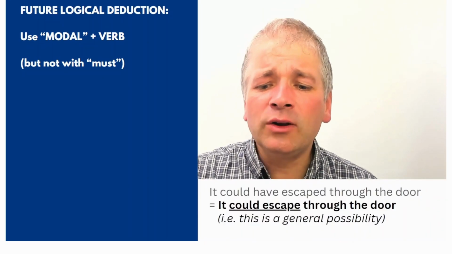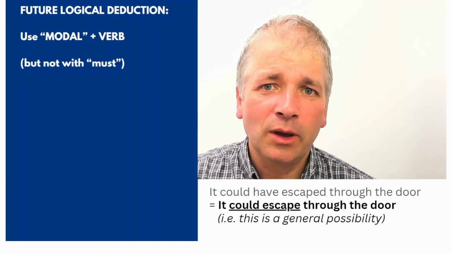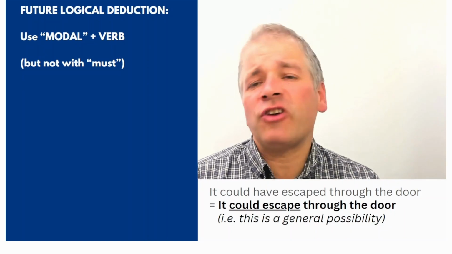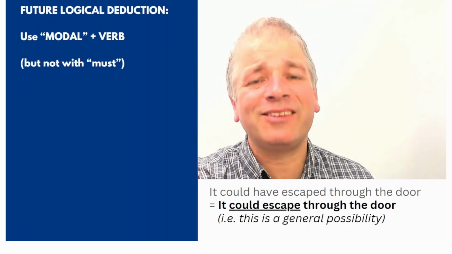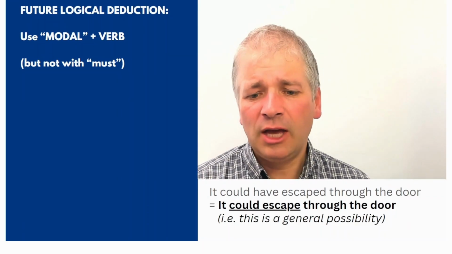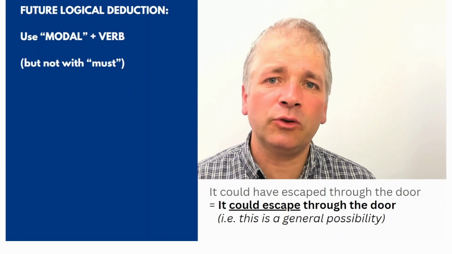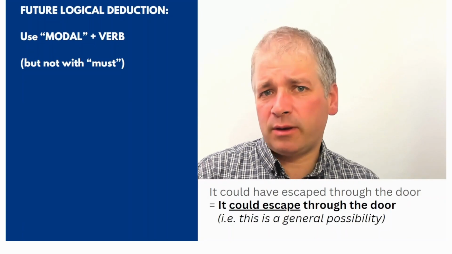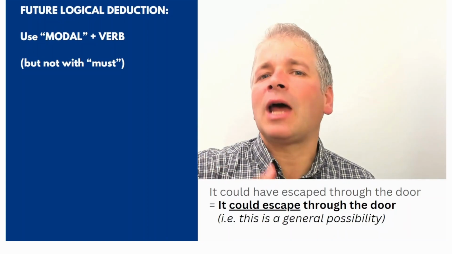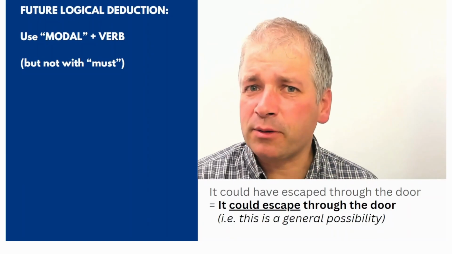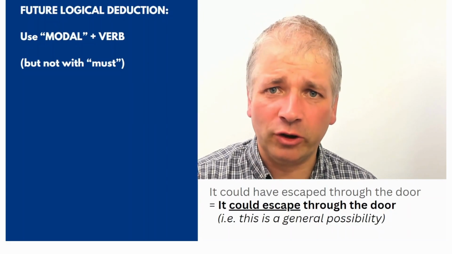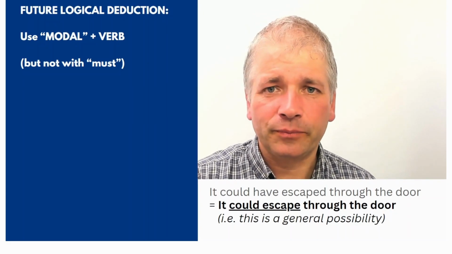So it could escape through the door. Well, in one way, it's just a general possibility. We're saying what could be true, but we're also predicting a possibility for the future. If we say it could escape through the door, we're saying, well, this could happen now, but it could happen later. It could happen tomorrow. It could happen next year. We're not saying about the past here. So this is how we would make the future with logical deduction.